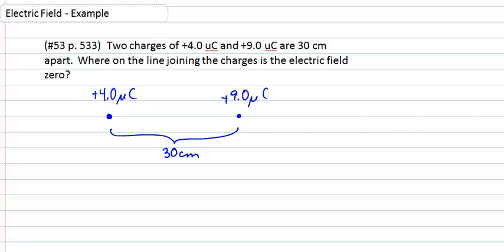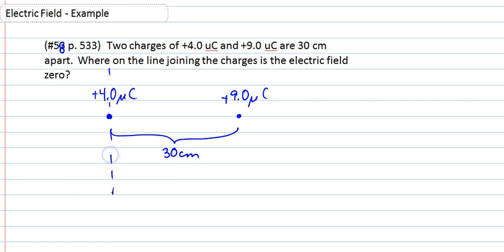Okay, welcome back everyone. In this video, this is an example problem of how to use the electric field of a point charge. This is problem number 58, on page 533. We have two charges of 4.0 microcoulombs and 9.0 microcoulombs. They're 30 centimeters apart, and we want to find the place on the line joining the charges where the electric field will be 0.